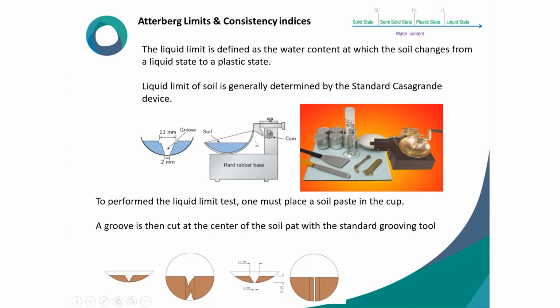The liquid limit is determined by the Casagrande device. First, you will be preparing the soil, and you will be pasting it in this, cutting a groove like this, and applying the number of blows. It should be less than 25. If it is reaching less than that, then you will note it. If it is more than 25, then you will discard it and repeat the experiment. Based on that, you will try to understand.